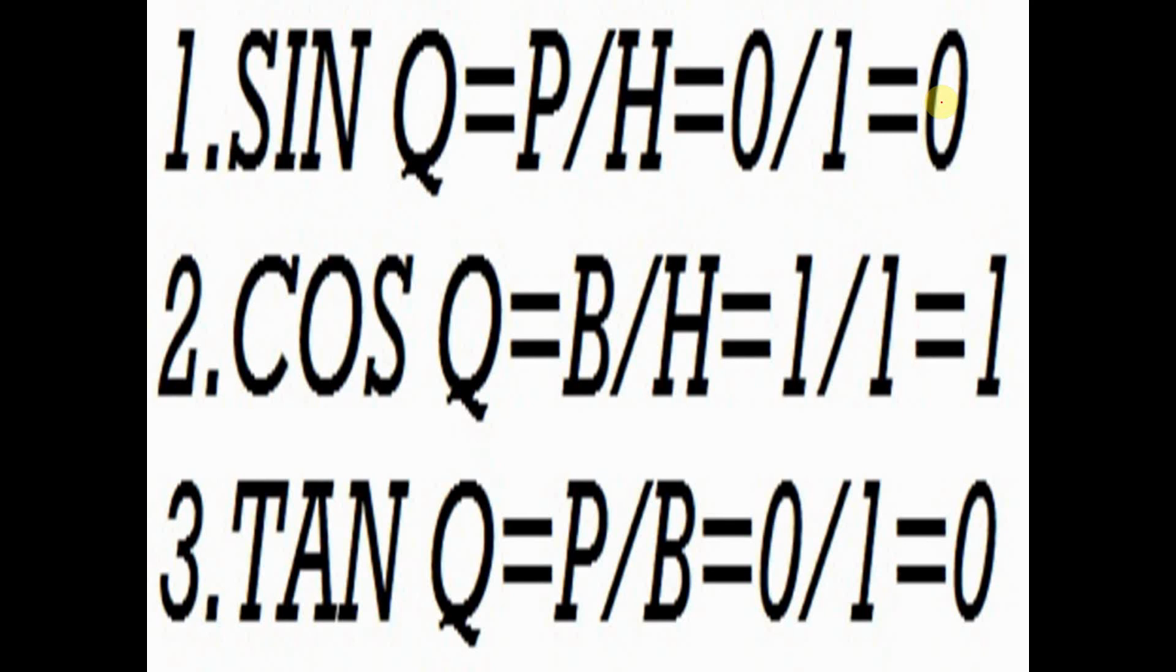The value of P is 0 and the value of B is 1. So it will become 0 by 1. I have told you in the first one, 0 cannot be divided by anyone, so it will become 0. The value of tan theta for the 0 degree is 0.